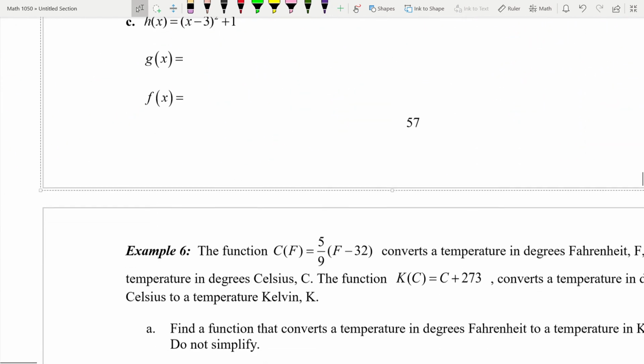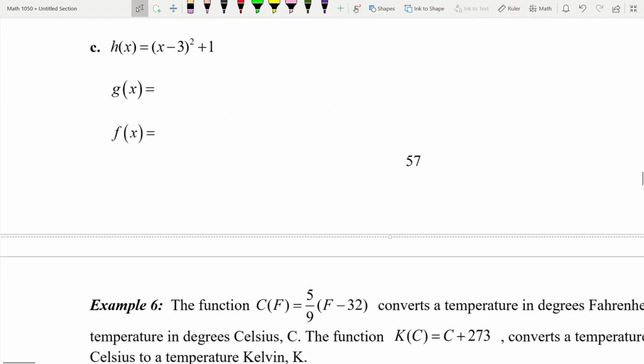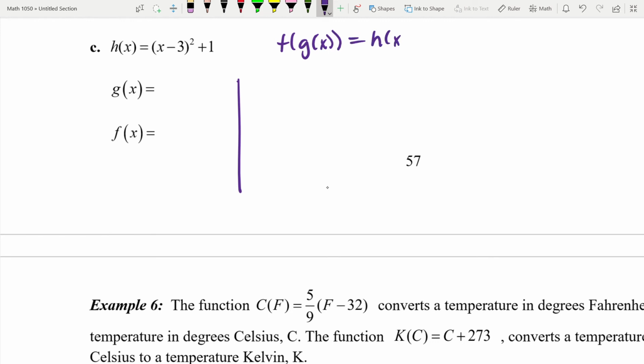Okay, let's do the next one. Start with the one on the outside. They told me that f of g of x is equal to h of x. So I always start with whatever's out there. Somebody else, tell me what to do. Make it look almost exactly like h of x, but not quite exactly the same. Anybody that's answered, you are not allowed to answer. I want somebody else.